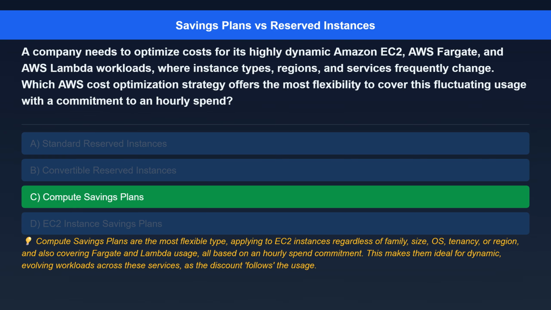The correct answer is compute savings plans. Here's the explanation. Compute savings plans are the most flexible type, applying to EC2 instances regardless of family, size, OS, tenancy, or region, and also covering Fargate and Lambda usage, all based on an hourly spend commitment. This makes them ideal for dynamic, evolving workloads across these services, as the discount follows the usage.